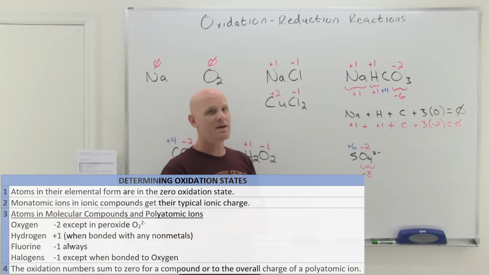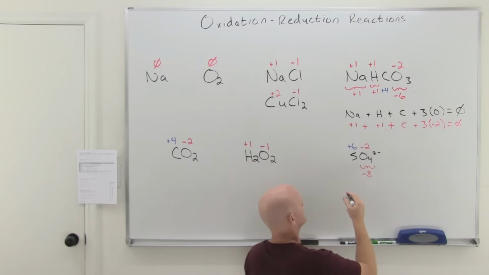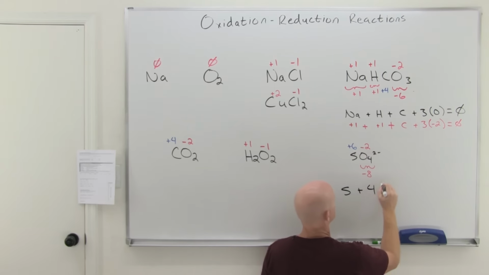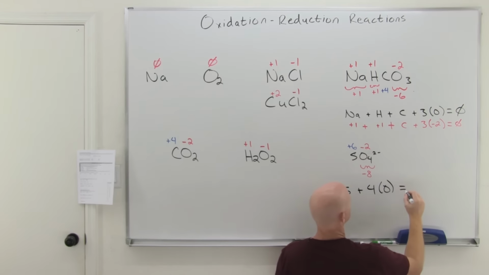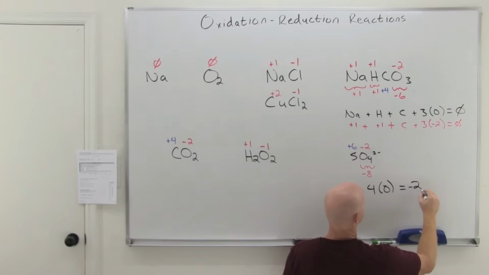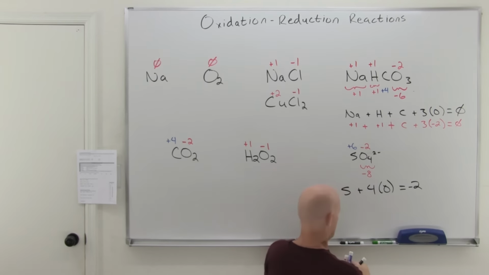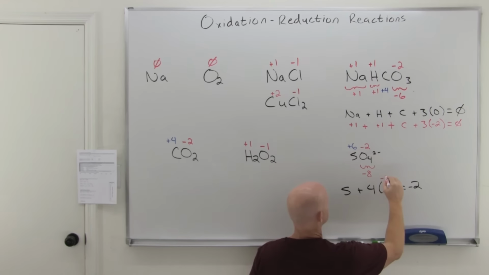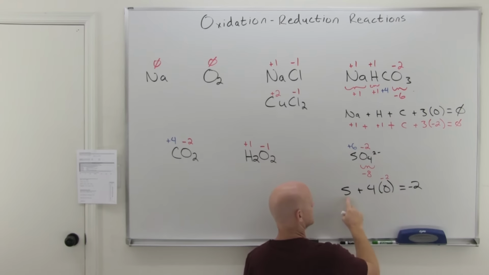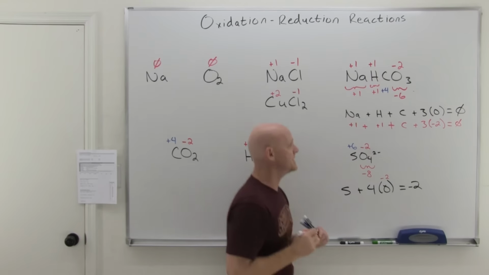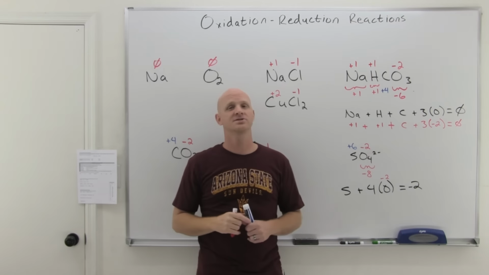And once again, you could make an algebra equation out of this, and you could say sulfur plus 4 times whatever oxygen is doesn't add up to 0 now, but adds up to -2. We already figured out that oxygen was -2, and 4 times -2 is -8, and you can solve it algebraically and get sulfur to be +6 in that fashion as well.